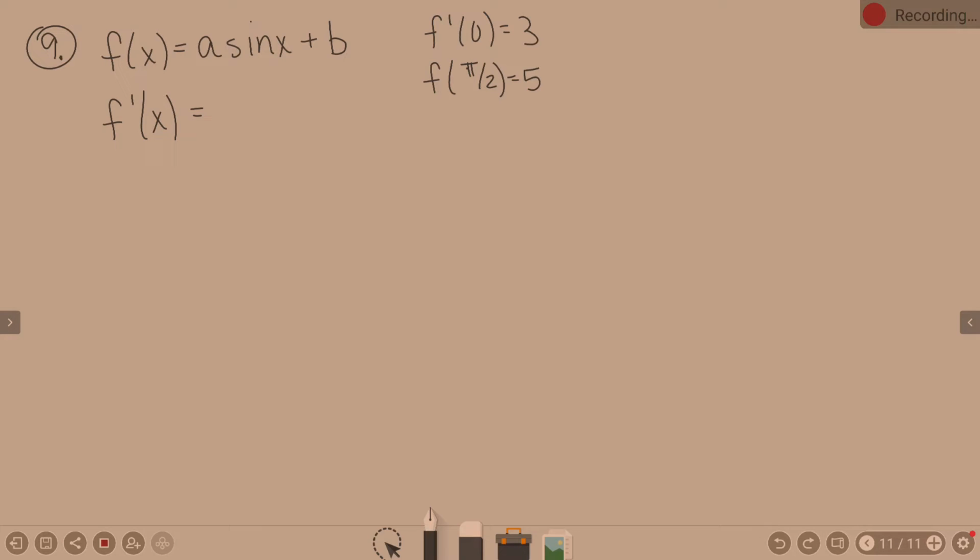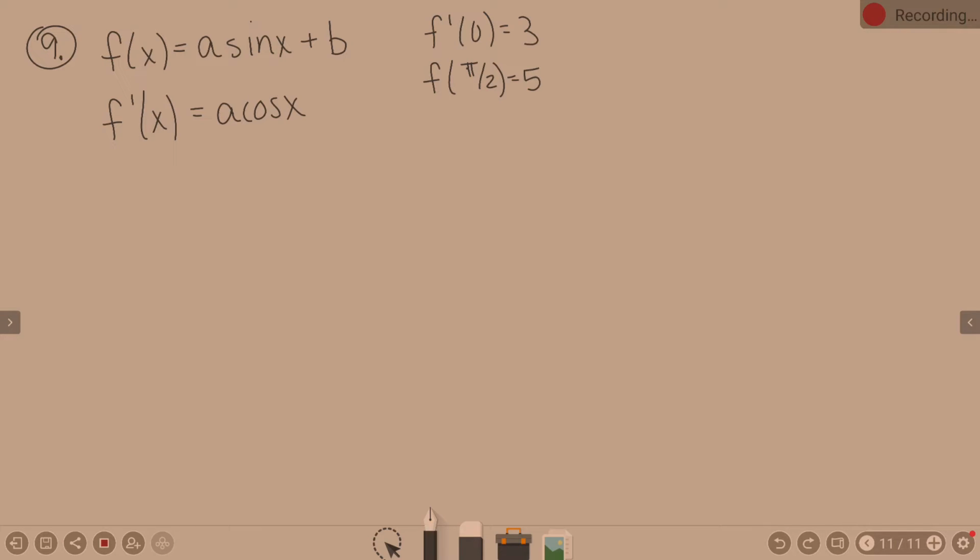If I look at the derivative, keep in mind a and b are constants. They're just numbers, right? So derivative of a sine x plus b. What's the derivative of sine of x? Cosine of x. So the derivative of a sine x is going to be a cosine x. The derivative of b is just a number, right? So that's 0. So now you have a function, you have a derivative, you have information.